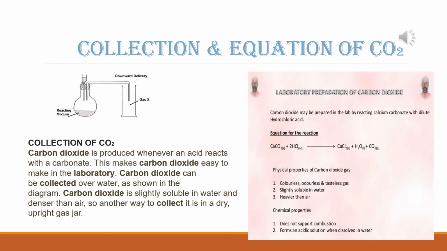Now, collection of CO2. After the preparation of carbon dioxide in laboratory, how to collect this gas? Carbon dioxide is produced whenever an acid reacts with a carbonate. This makes carbon dioxide easy to make in the laboratory. So CO2 can be collected over water as shown in the diagram. Please see the diagram properly. Carbon dioxide is slightly soluble in water and denser than air. So another way to collect it is in a dry upright gas jar.